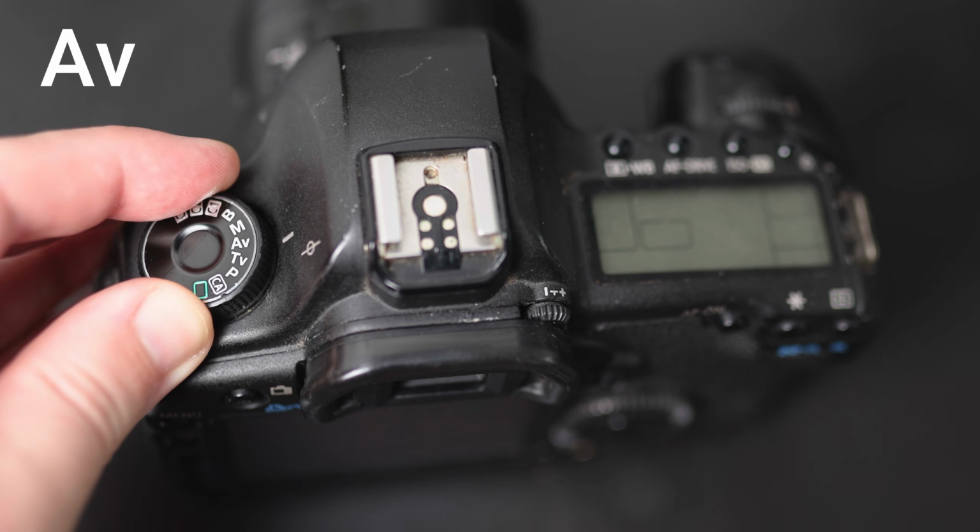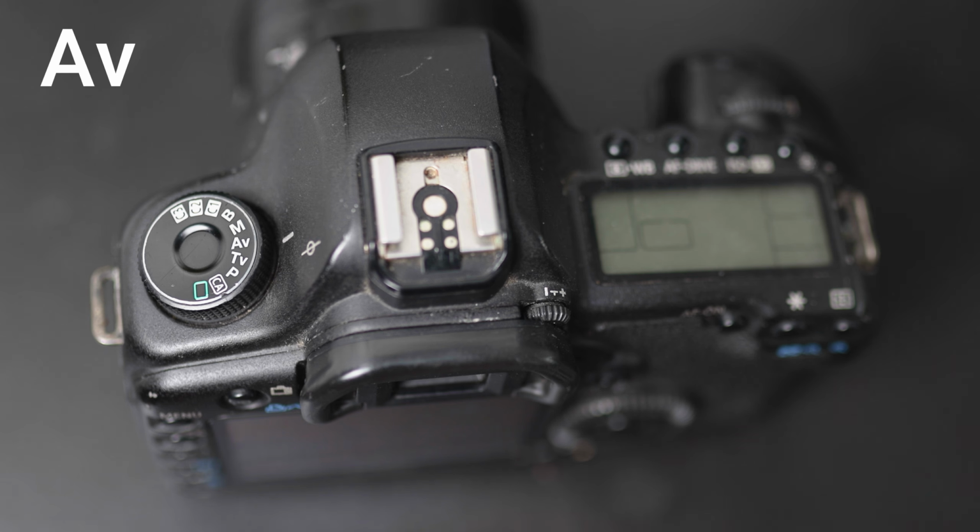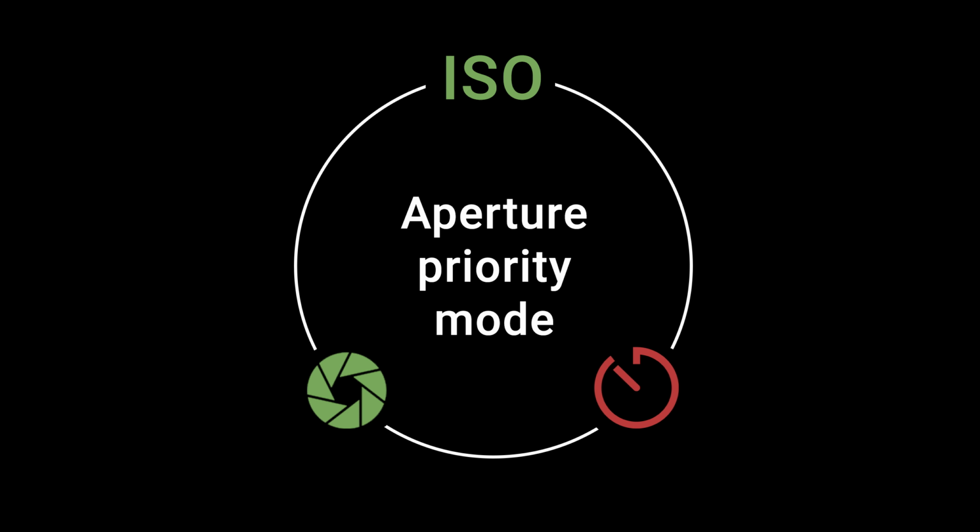Aperture priority is labeled AV on Canon cameras and A on most others. In this mode, you choose the aperture and the ISO. The camera chooses the shutter speed automatically. This is your main working mode.